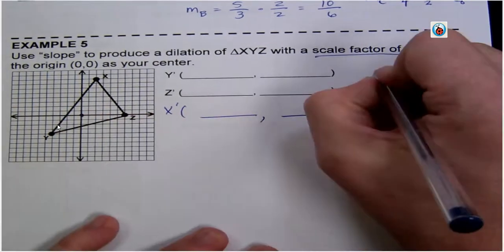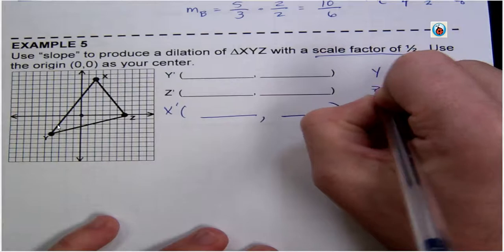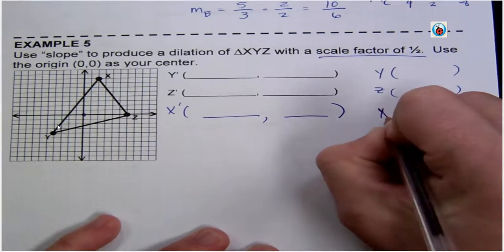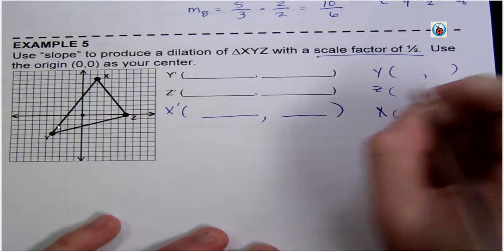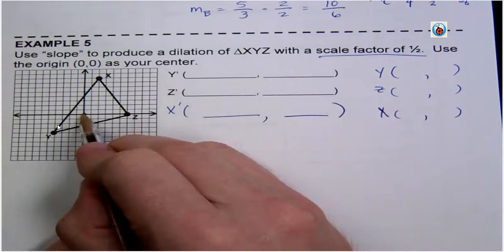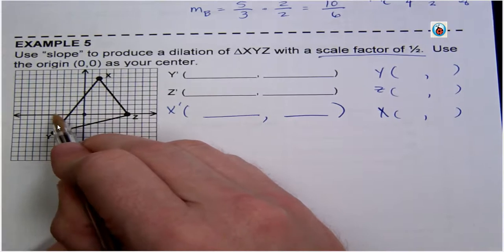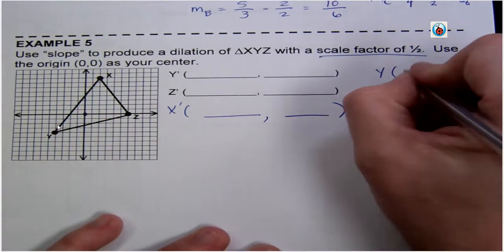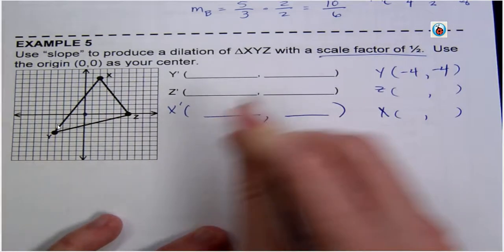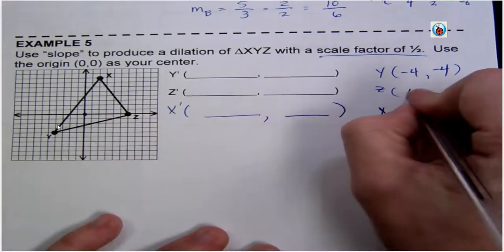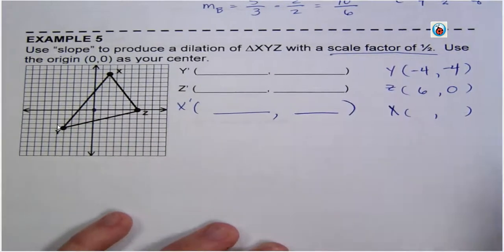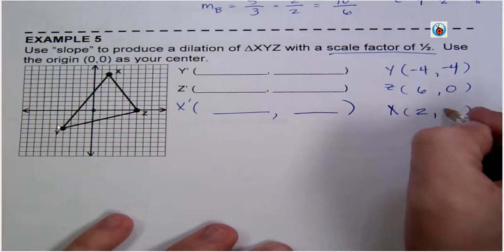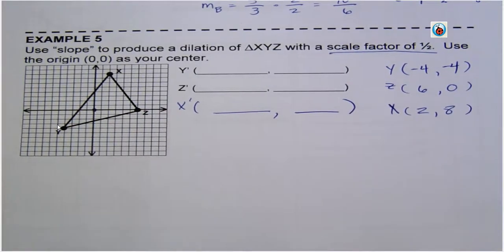Alright, and I'm going to start, same deal so that we can analyze. I'm going to put y, z, x. I'm going to put the original coordinates over here, just so we can see that pattern. So y is at -4, -4. Z is at 6, 0. And x is at 2, 8.